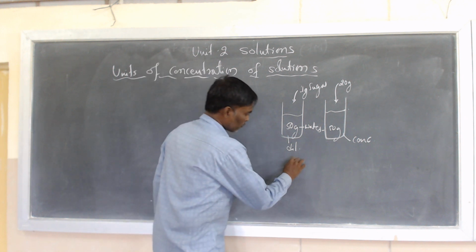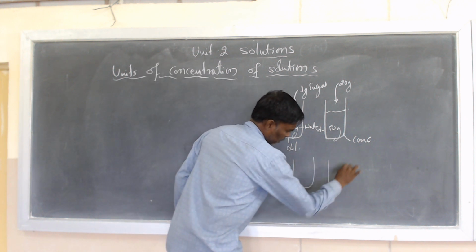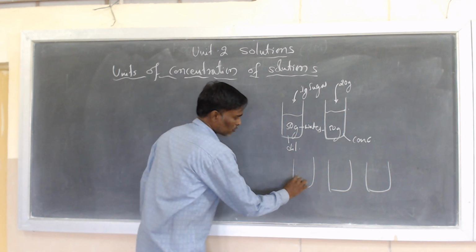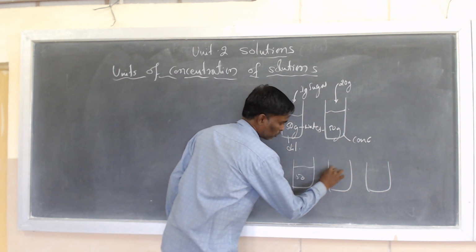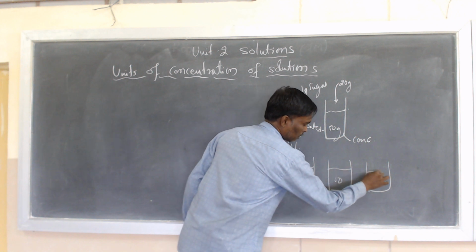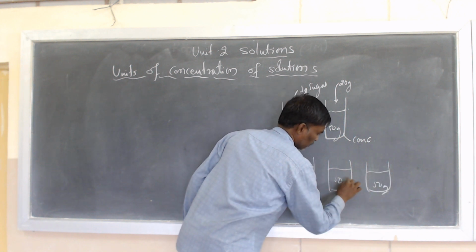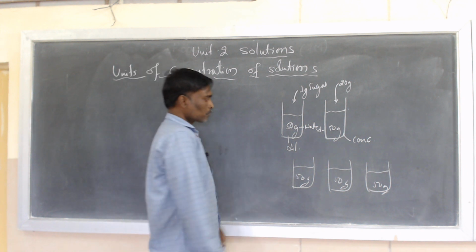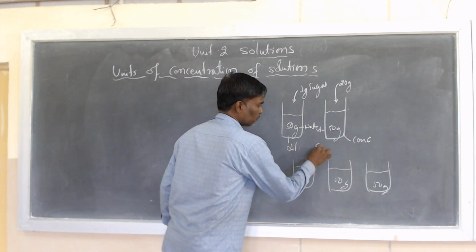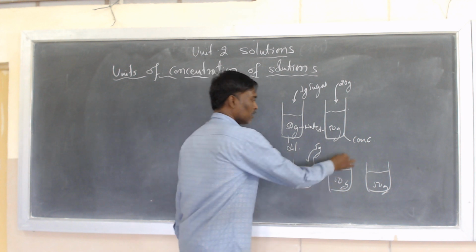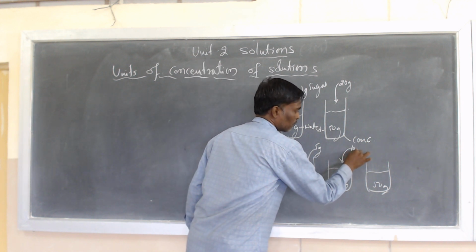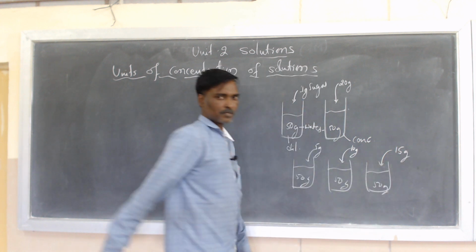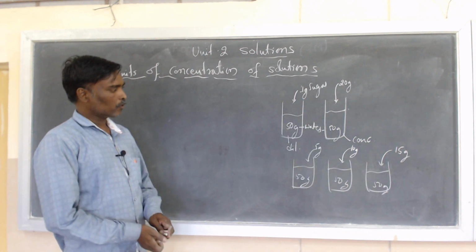Now let me take a few more beakers. Three beakers, and each also contains 50 grams of water. The water is the same. Here I am dissolving 5 grams of sugar, here 10 grams of sugar, and here 15 grams of sugar. Now, what do we call these?